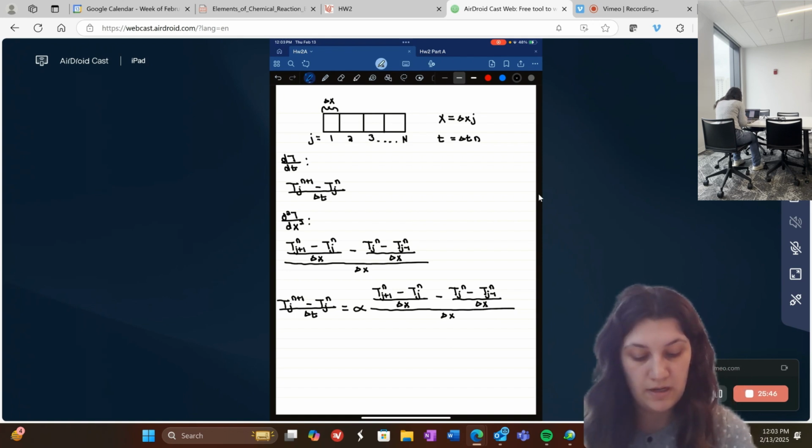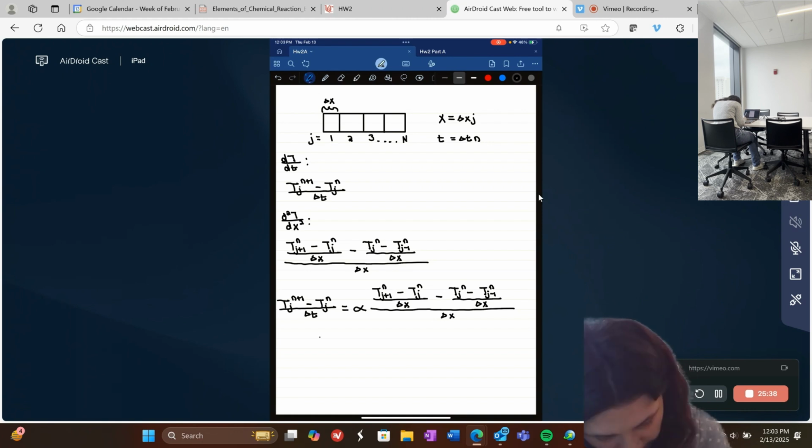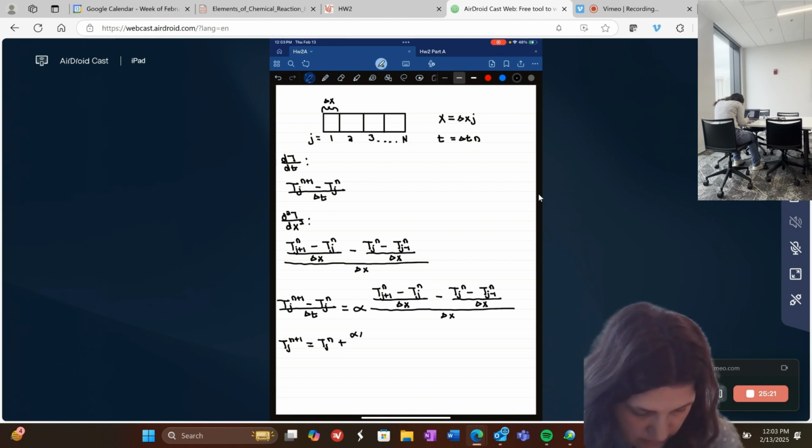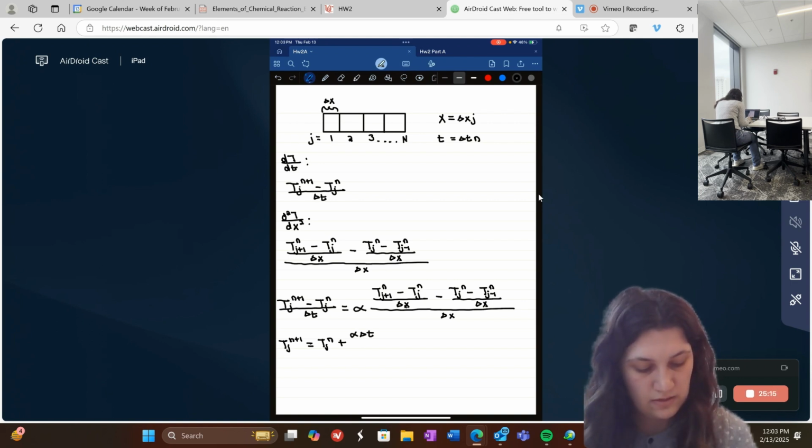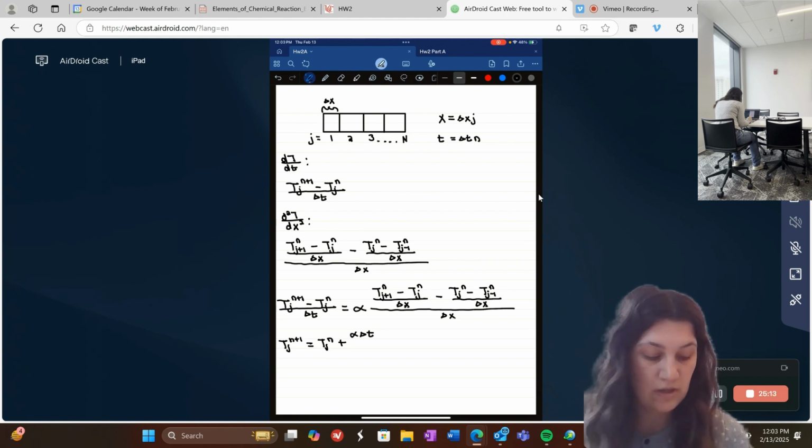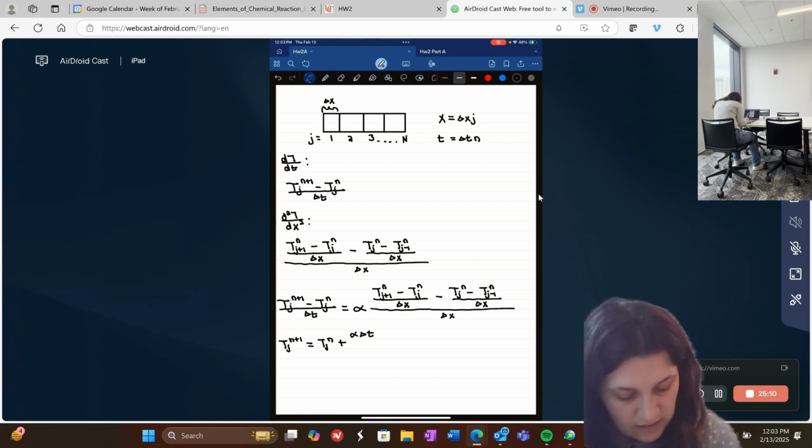So to do that, we're going to multiply across by delta T and add that T_j^n. We're going to have T_j^(n+1) equal to T_j^n there first, plus alpha times delta T. And now if we look here, we have these delta x's over delta x. So we can just take that, and we know that's going to be squared.